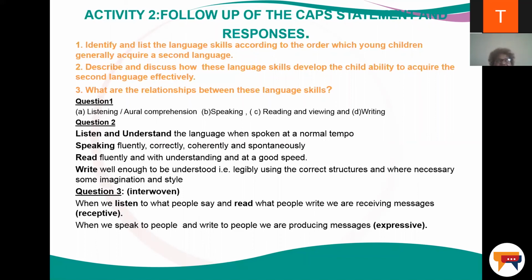If I don't have good listening skills, when you speak, I won't understand what you say. So we need to develop those listening skills. If they can't read, they won't be able to write. And if they can't speak that language, they won't even be able to read it. So it's very important for you to put it nicely in a paragraph.